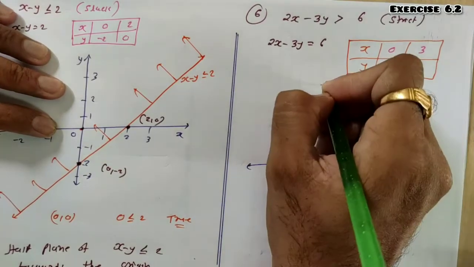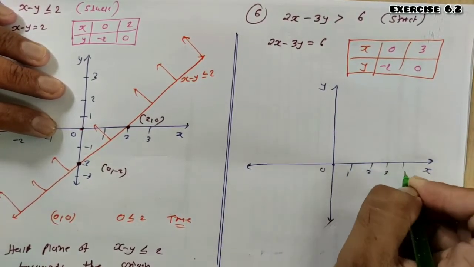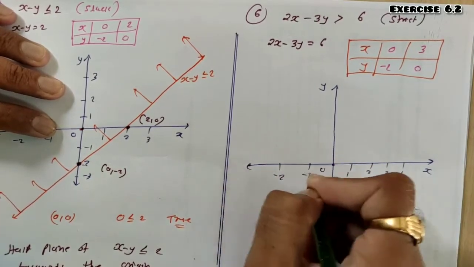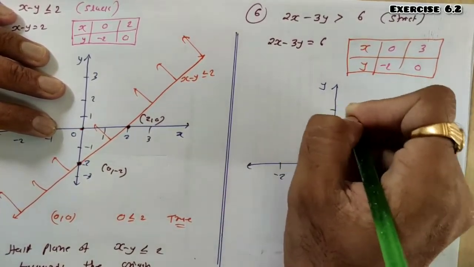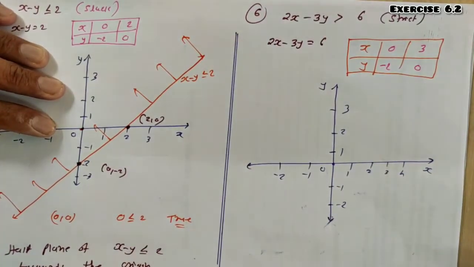This is our x-axis, this is our y-axis, this is our origin. 0, 1, 2, 3, 4. This one is -1, -2. This is 1, 2, 3. And this is -1, -2. Done. Locate these 2 points in a graph.